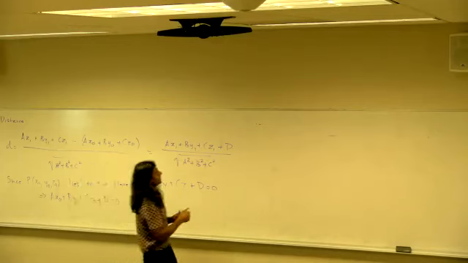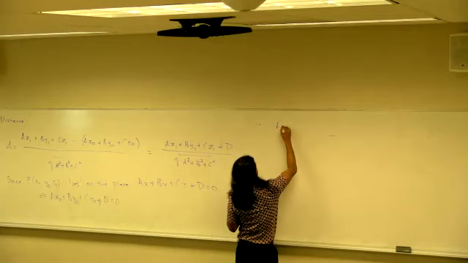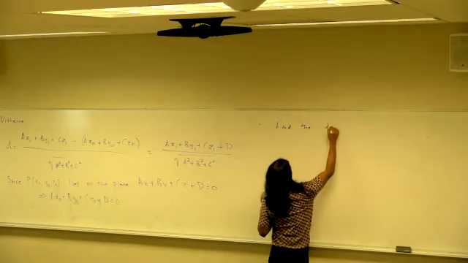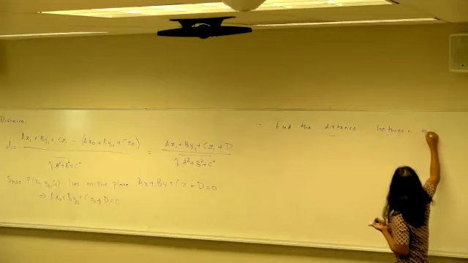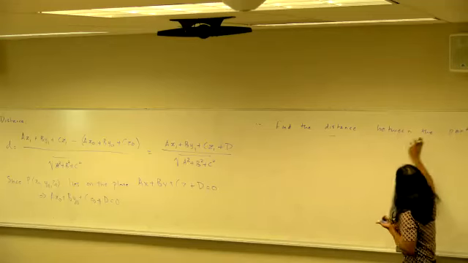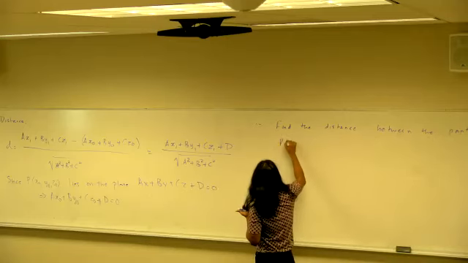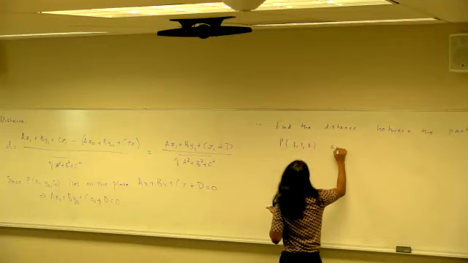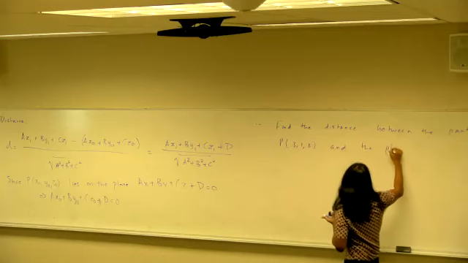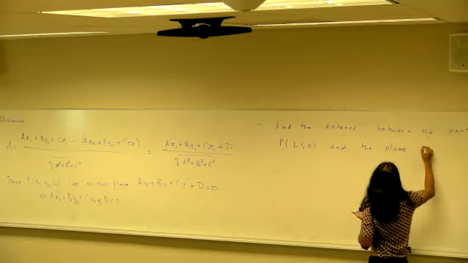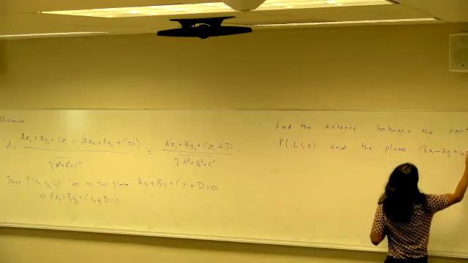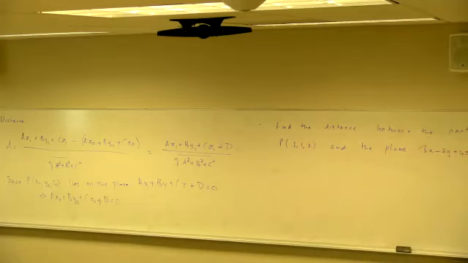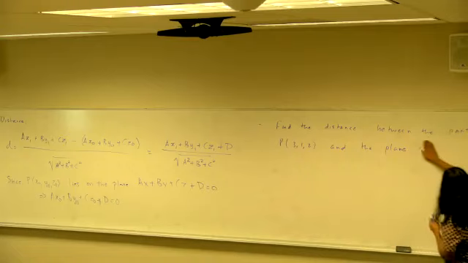Okay, so here is a question. Find the distance between the point and the plane 3x minus 2y plus 4z minus 2.